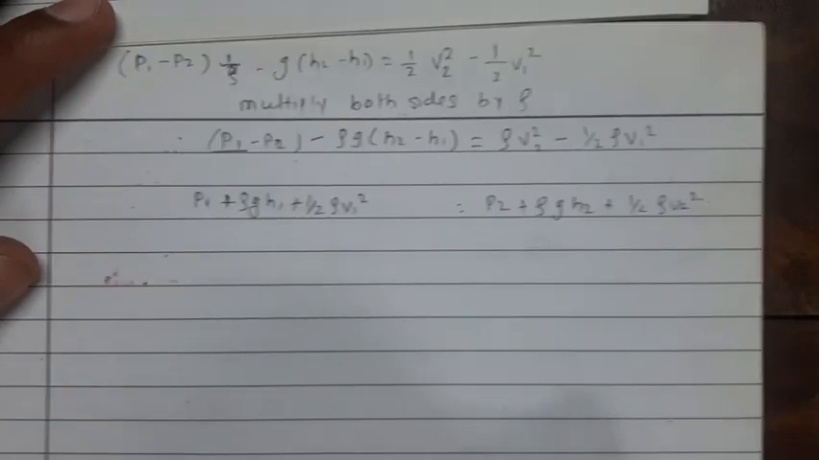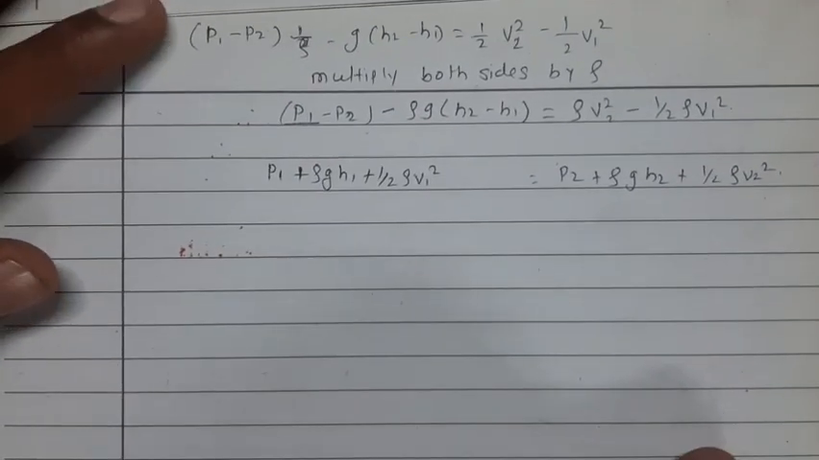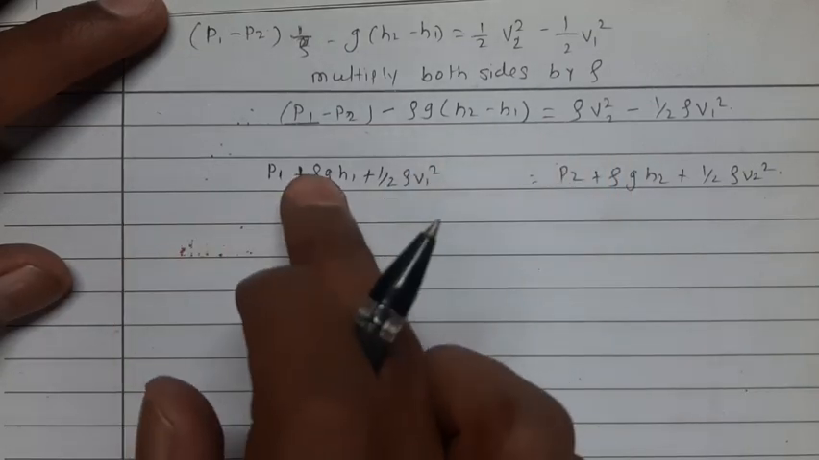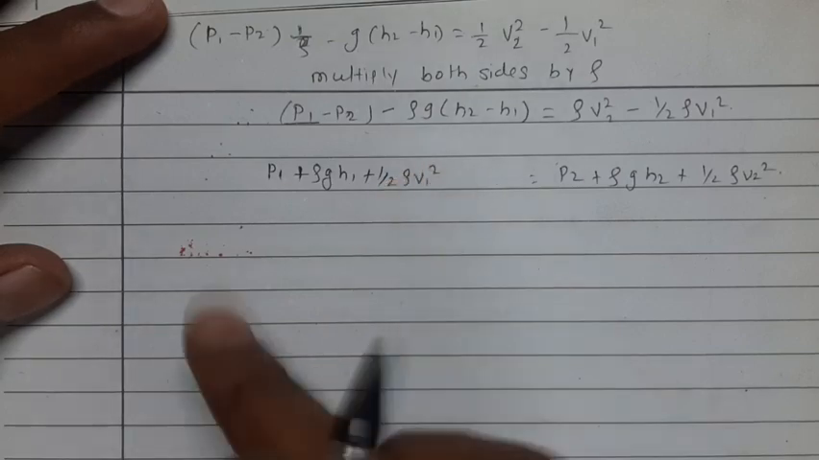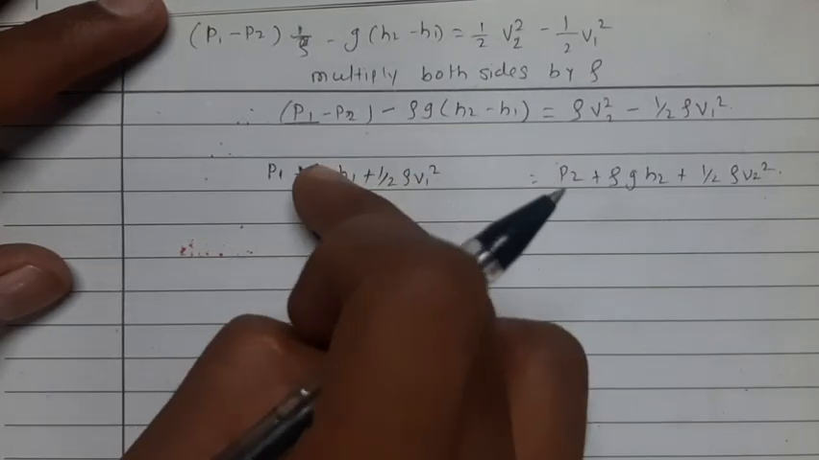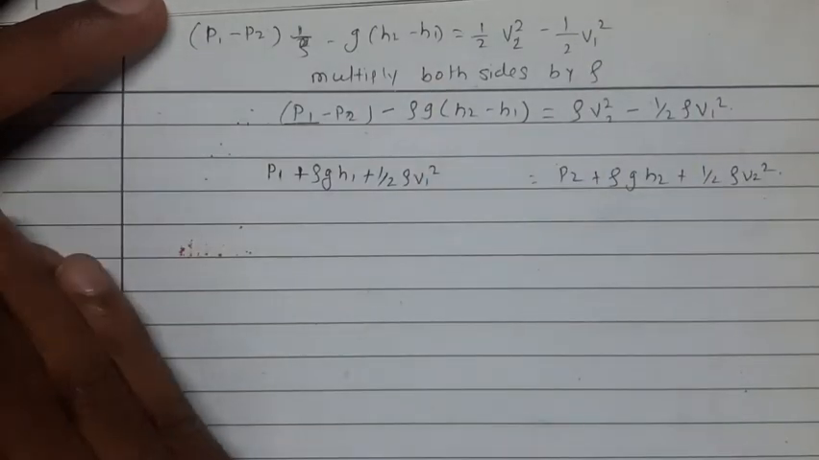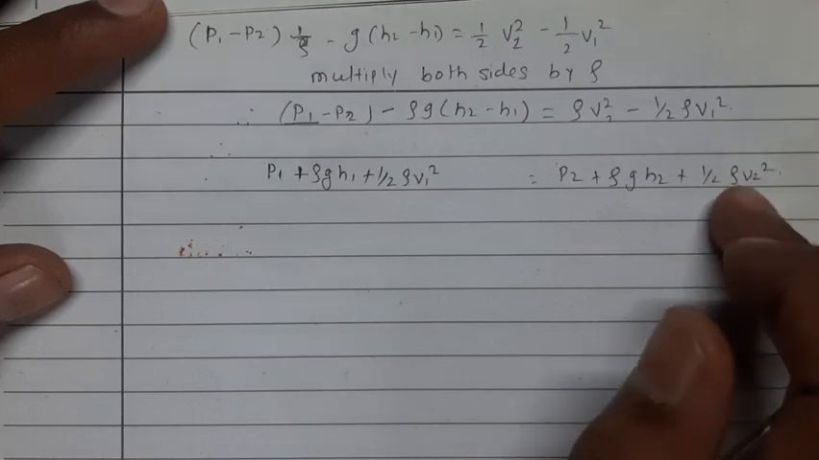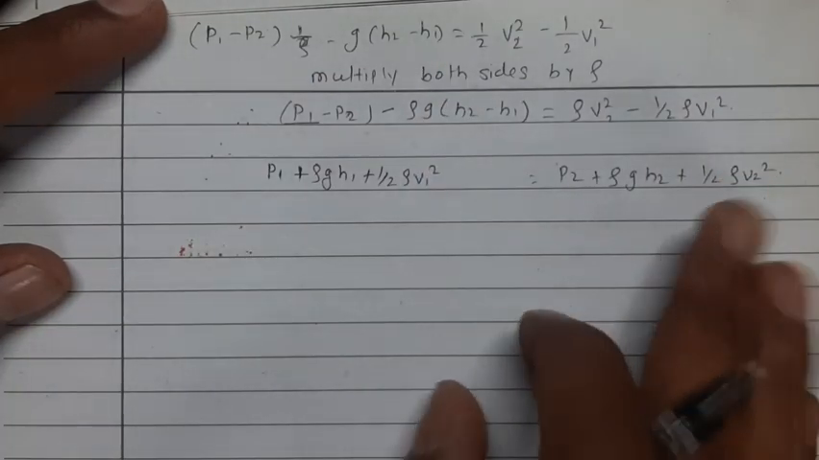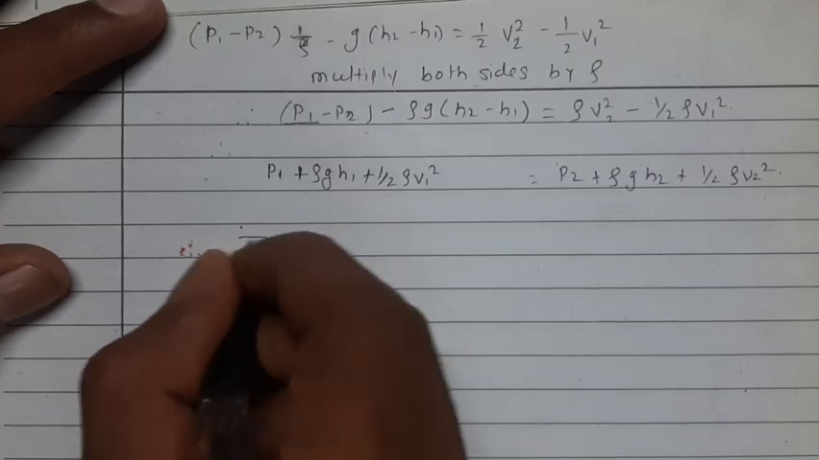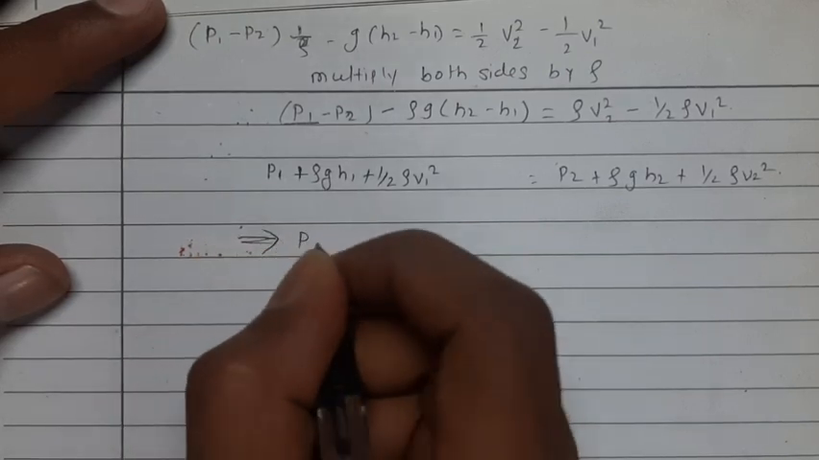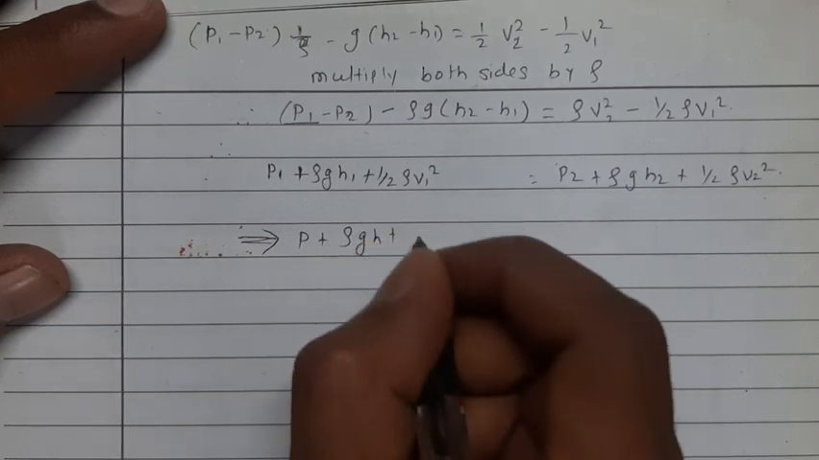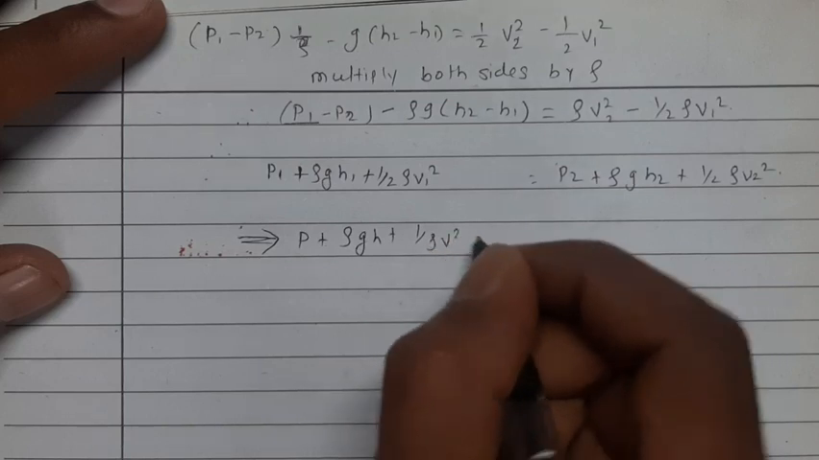What do you mean by this? The terms with subscript 1 represent the pressure energy. This represents the potential energy. This represents the kinetic energy. So kinetic energy plus potential energy plus pressure energy on the left hand side is equal to the pressure energy plus potential energy plus kinetic energy on the right hand side. It suggests that from this we can write P plus rho g h plus 1/2 rho V square is equal to constant.